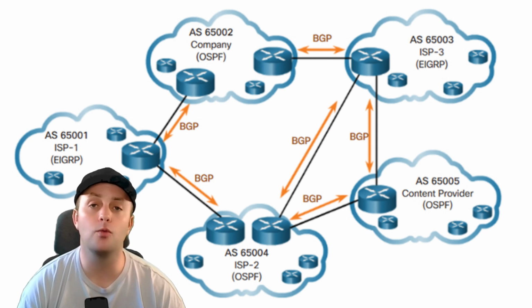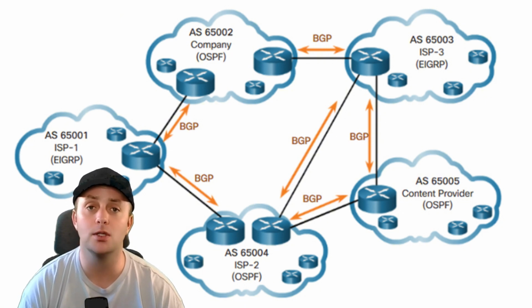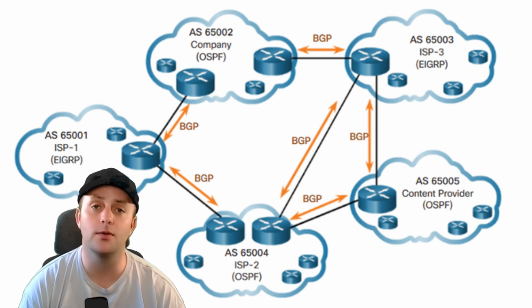BGP plays a critical role in the global internet by allowing internet service providers, or ISPs, and large organizations to exchange routing information and ensure that data can flow between the different networks, regardless of geographical location.